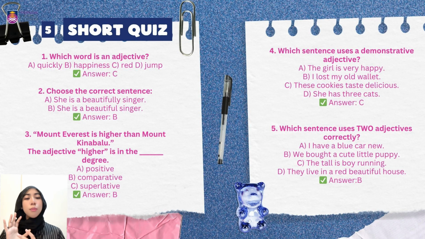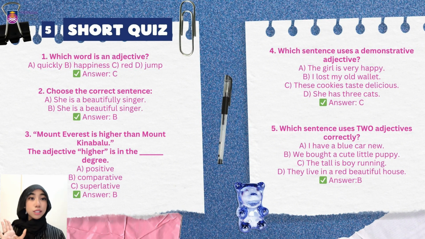For the third one, Mount Everest is higher than Mount Kinabalu. The adjective higher is in the blank degree. A, positive, B, comparative, C, superlative. The answer would be B, comparative. For the fourth question, which sentence uses a demonstrative adjective? A, the girl is very happy. B, I lost my old wallet. C, these cookies taste delicious. D, she has 3 cats. The answer is C, these cookies taste delicious.